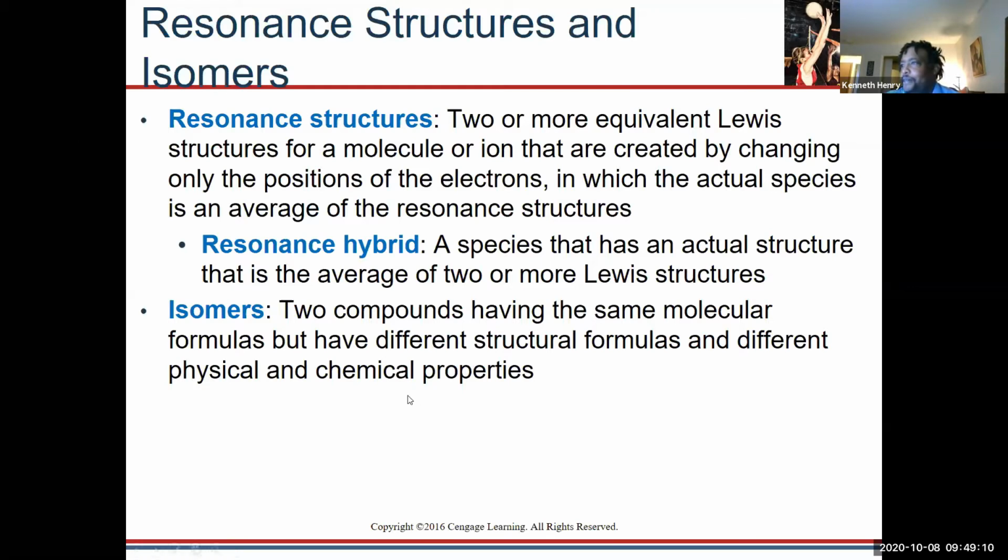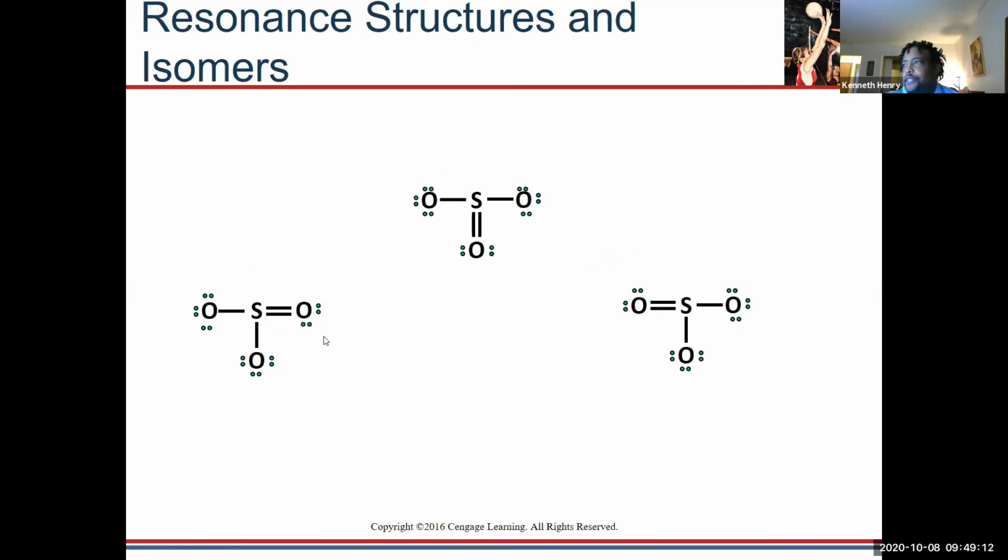So let me give you our example here. These are my 3 Lewis dot structures. This is oxygen 1, this is oxygen 2, this is oxygen 3.